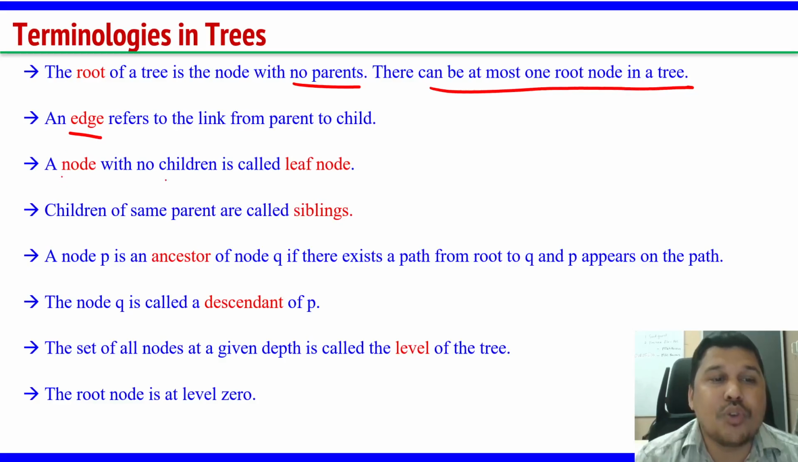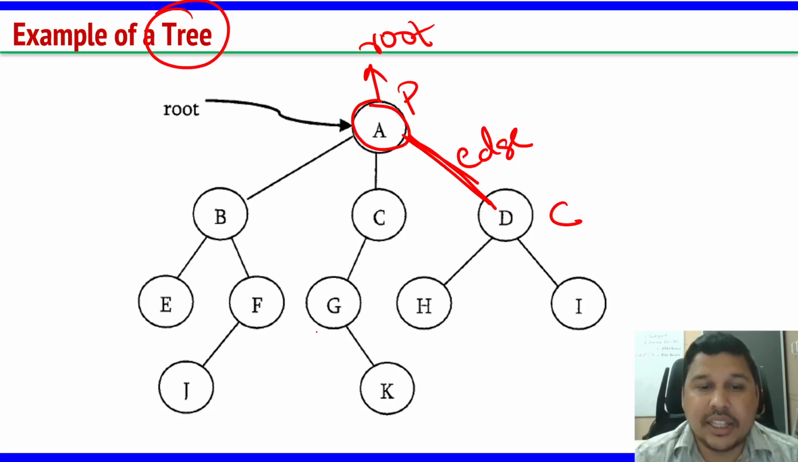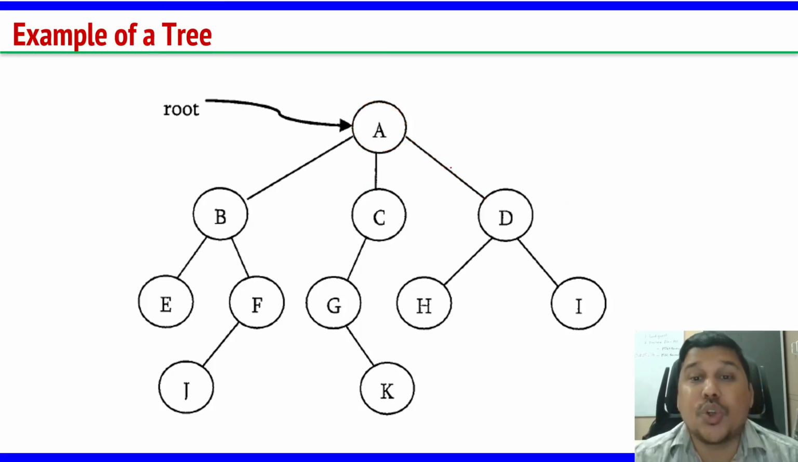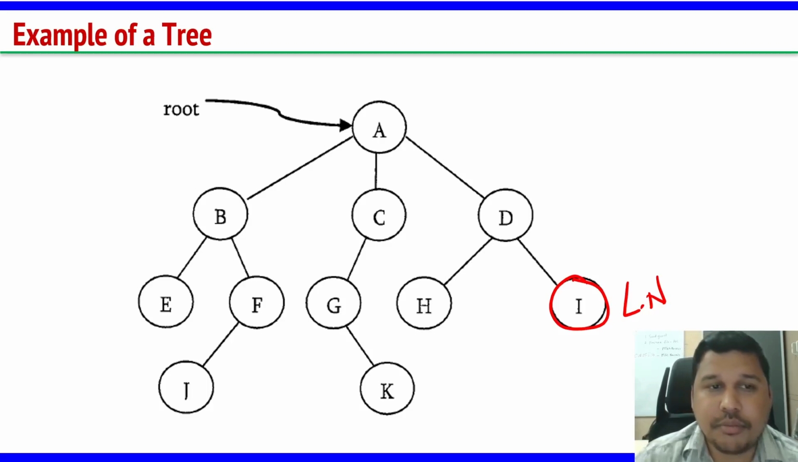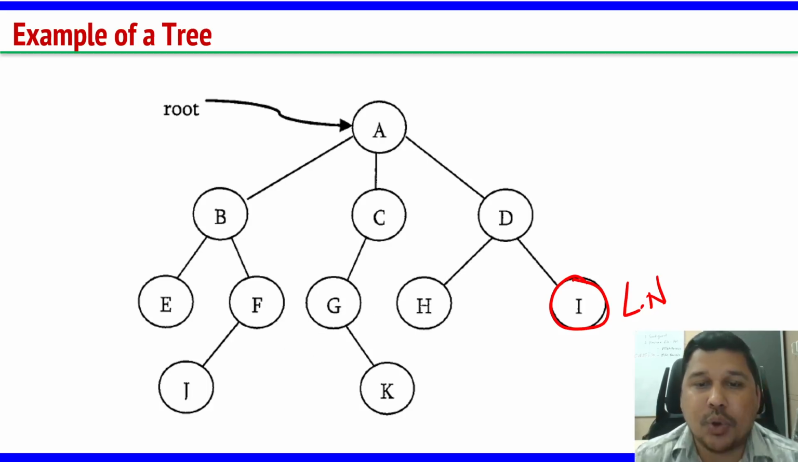Next, a node with no children is called a leaf node. In this graph, a node with no children is a leaf node. See this I. I does not have any other children. After that, there are no children for this I. Then this can be a leaf node. What all can be other leaf nodes? Can you tell? Which nodes can be considered as leaf nodes? From this diagram, try to find out the leaf nodes.